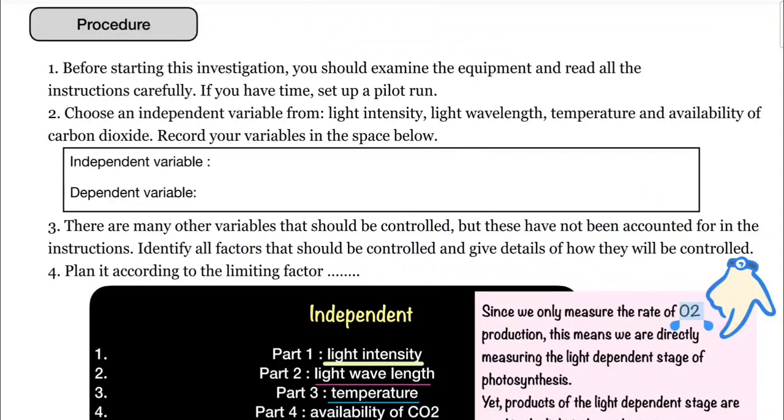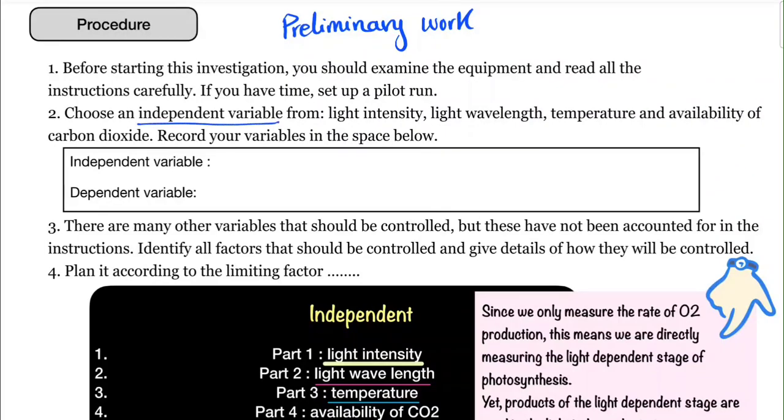Alright, for the procedure, before starting this investigation, you should examine the equipment and read all the instructions carefully. Choose an independent variable. That is somehow our preliminary work. That's what you plan before carrying out the experiment, preliminary work.